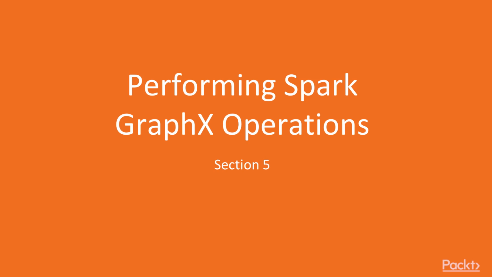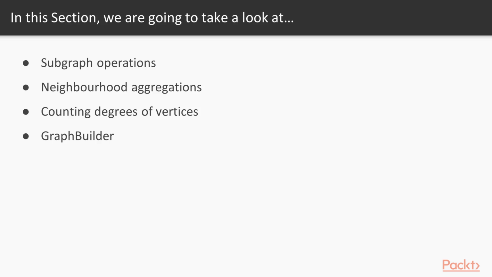Welcome to the fifth section of our course. In this section, we'll be performing subgraph operations, so we'll be doing more complex stuff than in the previous one. In the previous one, we learned what the graph is, how to construct a graph, and the simple GraphX API. In this one, we'll be looking at subgraph operations, at neighborhood aggregations, we will be counting degrees of vertices, and we will see a graph builder class.